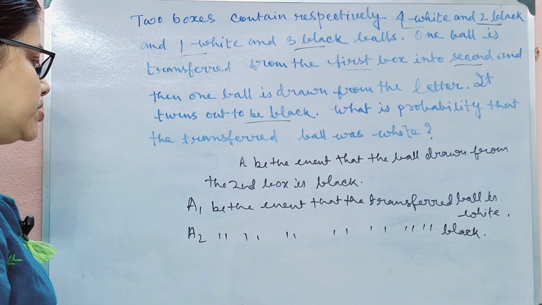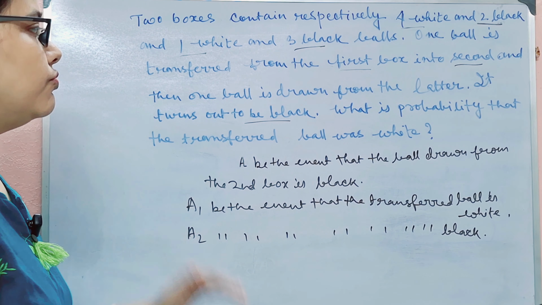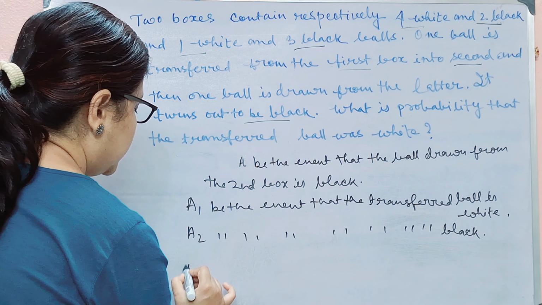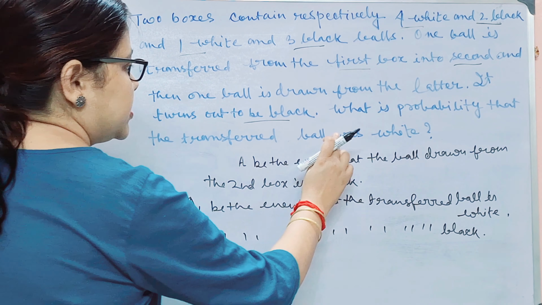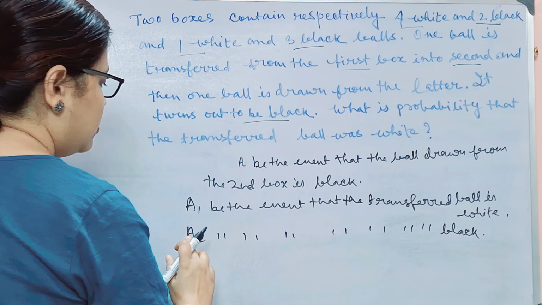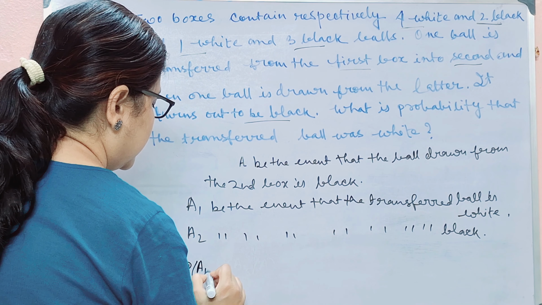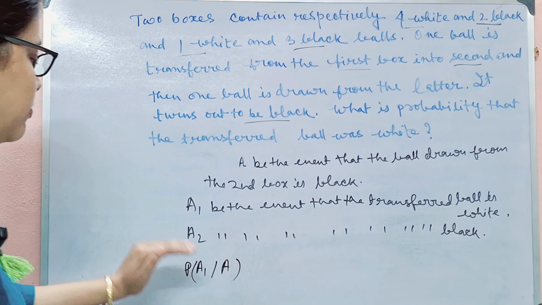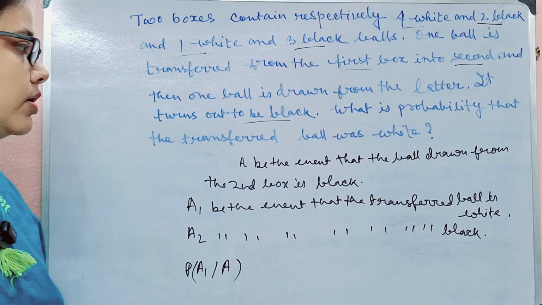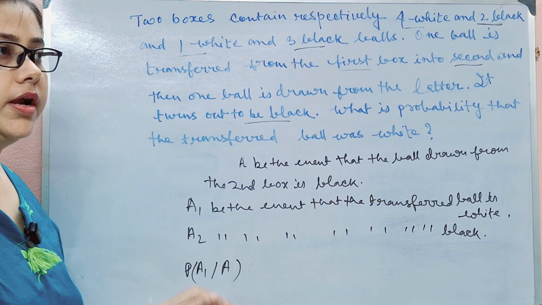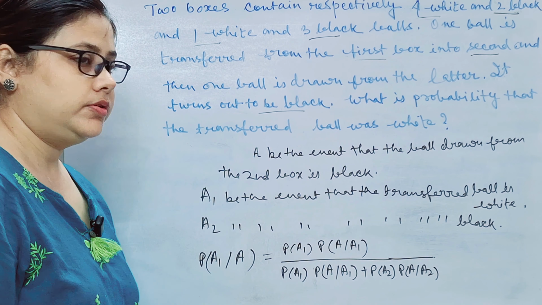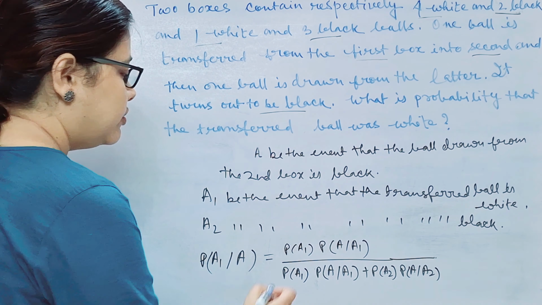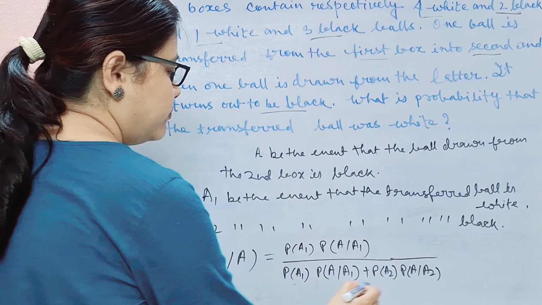And these are the events A1, A2 and A, and we will have to find out probability of A1 by A, that is probability of A1 when A is already occurred, that is the transferred ball will be white. From Bayes theorem we get this formula. Now we will have to find out probability of A1 and probability of A2.